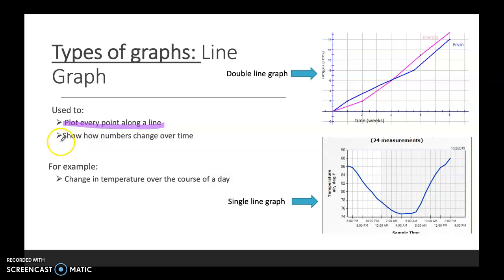So when you're looking at something that's changed over time, like temperature, you can't change from 86 degrees to 78 degrees without passing through every other temperature along the way. So when you have continuous data like that, that is when you're going to use a line graph.